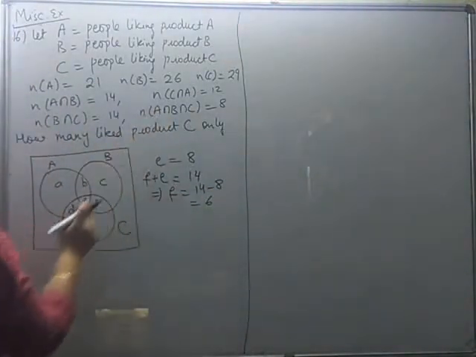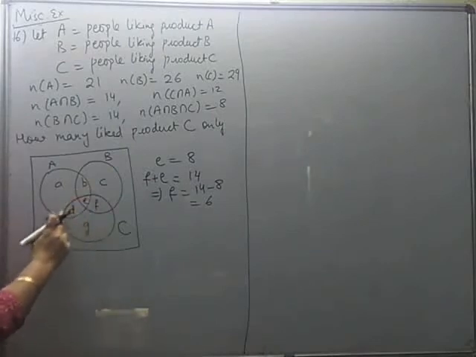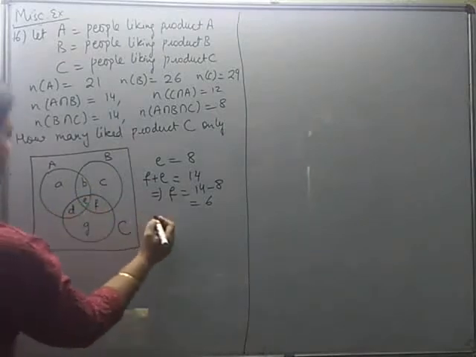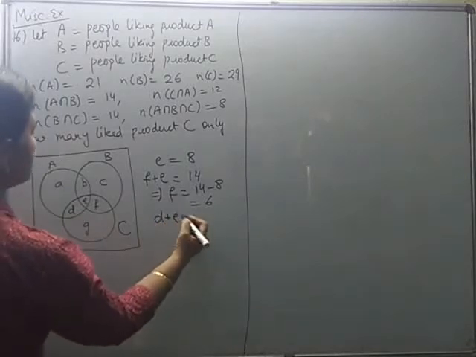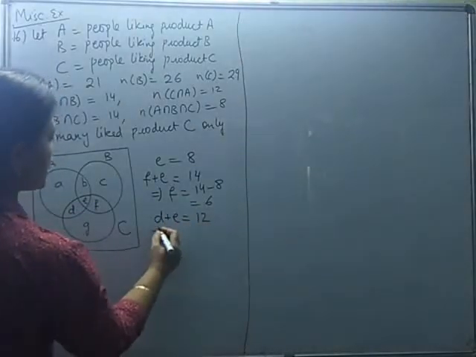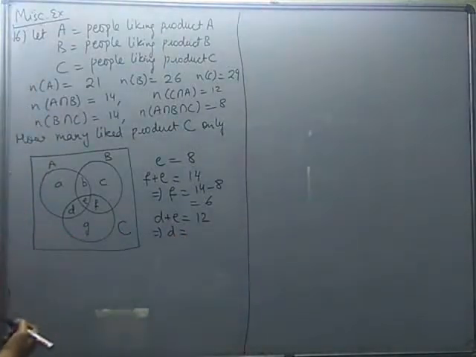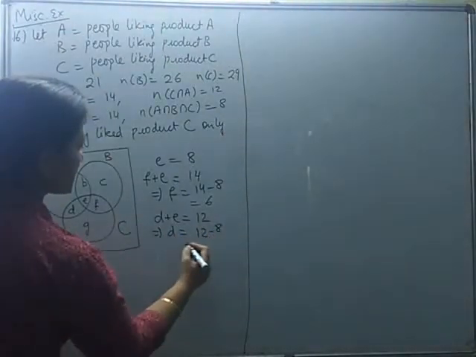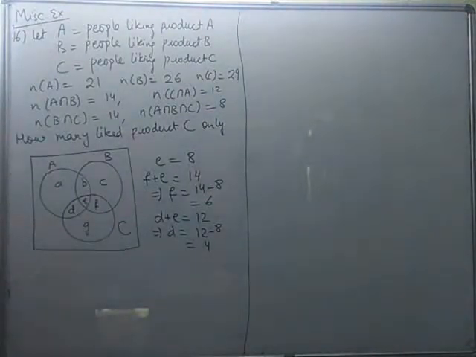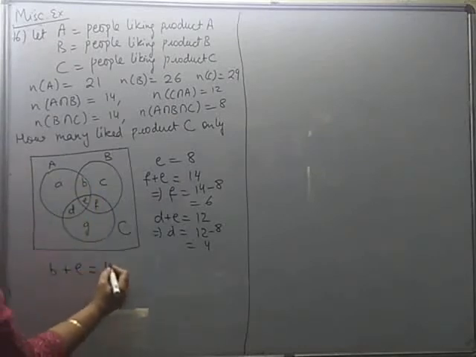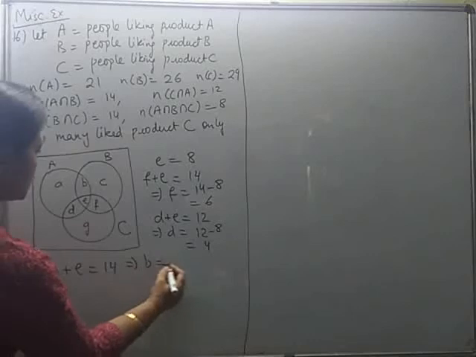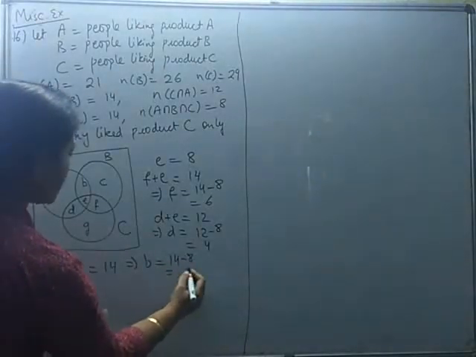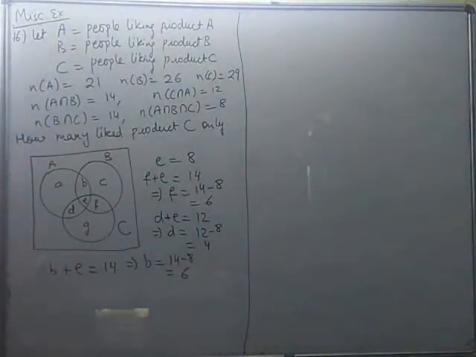Then the previous one, those in the intersection of A and C. This is the part which denotes the intersection of A and C. So d plus e is 12. Again, because e is known to us, 12 minus 8 comes out to be 4. So we know what d is also. Then those in the intersection of A and B, that is b plus e. b plus e is 14. Again, because e is known to us, b is 14 minus 8, which is 6. So you can quickly see four of the values are already evaluated.